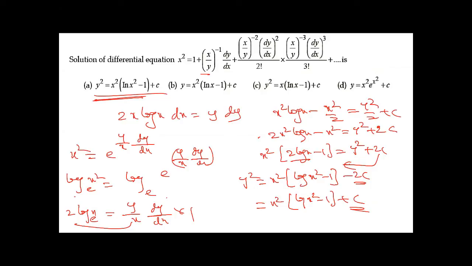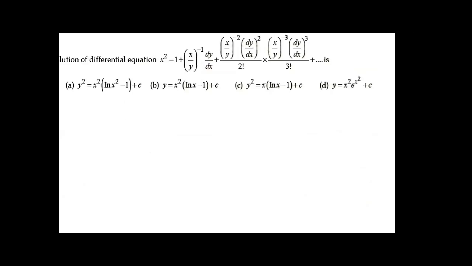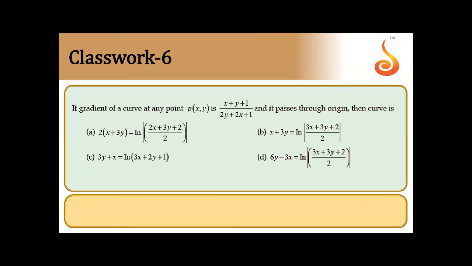Okay, so we'll solve one more question. So there are under 5 minutes of time. Yes, A is the right answer. The gradient of a curve at a point: gradient is nothing but slope. Slope is nothing but dy by dx at the given point. So the given dy by dx value is given, and it passes through the origin. Then they are asking for the equation of the curve.